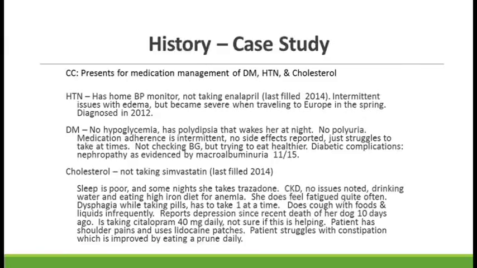Her sleep is poor and she takes trazodone to help with that. She also has CKD, but no issues are noted. She is drinking water and eating a high iron diet for her anemia. She feels fatigued. She gets dysphagia when taking pills and coughs with foods and liquids infrequently. She reports depression since the recent death of her dog, and she is taking citalopram, but not sure if it is helping.